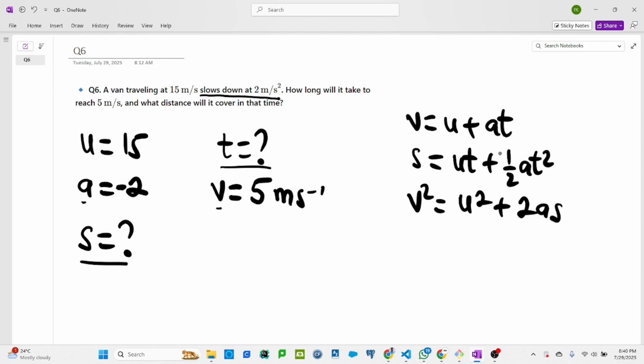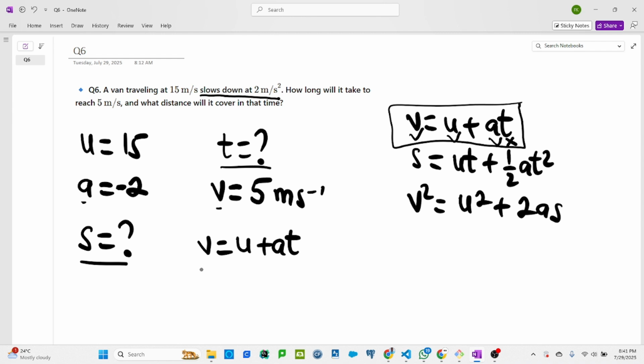If I go to this first equation, v was given to me, correct. u was given to me, correct. a was given to me, correct. But t is the only missing thing, and we are looking for t. Can we use this equation to solve it? Yes. Okay, so v is equal to u plus at. The value for v is 5, equals the u which is 15, plus the value for a which is -2, so I'll do -2t, because negative and positive, the negative will take over. So we'll have this.